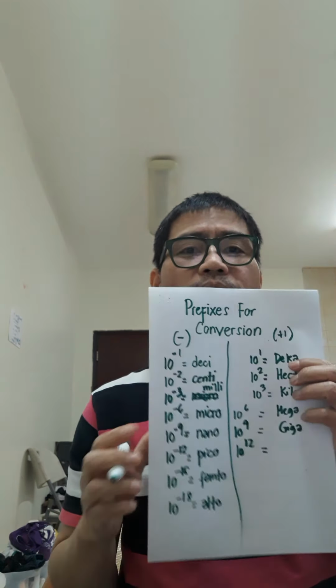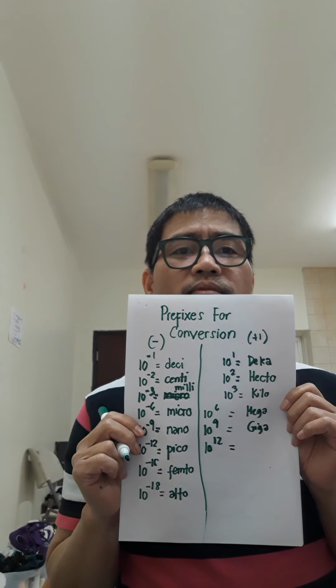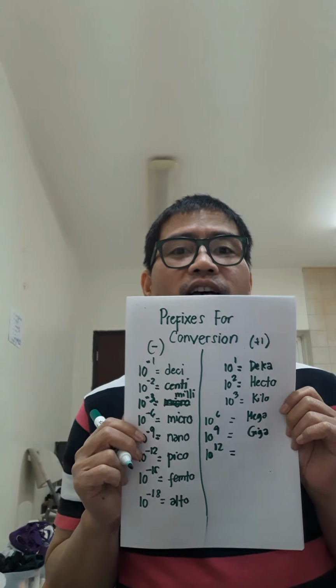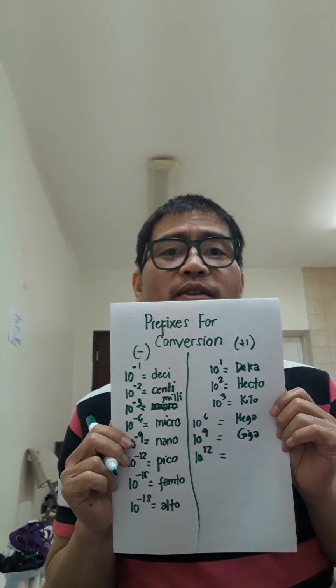And then 10 to the 12. What's this 10 to the 12? 10 to the 12 is tera. And so we have teragram, like this. Tera, so 12 zeros.